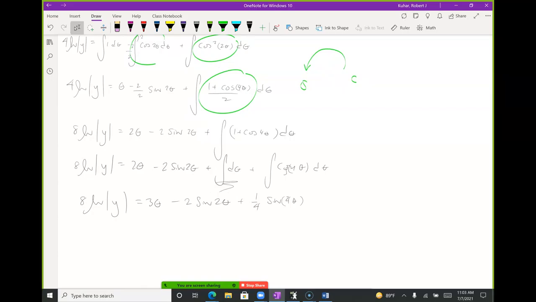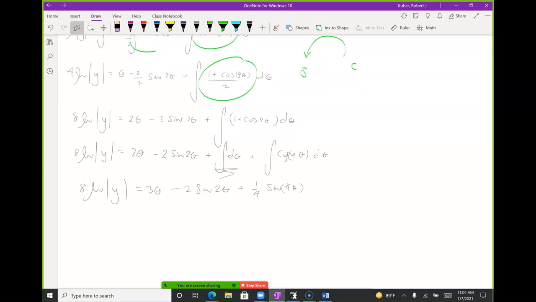And so now I've got a little bit of work to do here. I've got to get back to the triangle, right? So I need a theta. Well, I know sine of theta is x, so theta is arcsine of x. And I know sine 2 theta is 2 sine theta cos theta. So I'm going to convert back here.